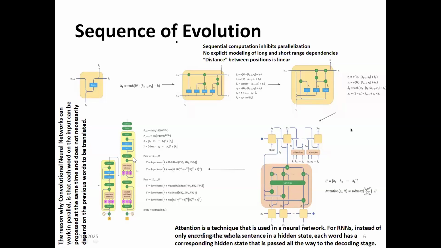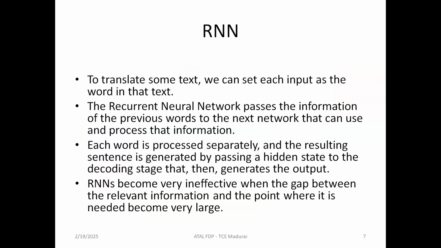Okay, so that is why this convolution neural network works in parallel, in that each word of the input can be processed at the same time and does not necessarily depend on the previous words to be translated. So now we will see the importance of the transformer.